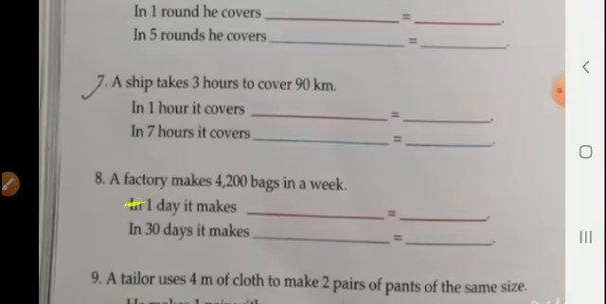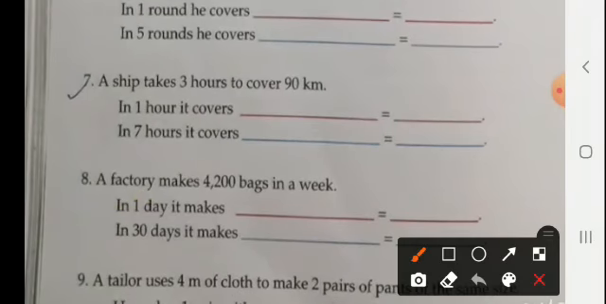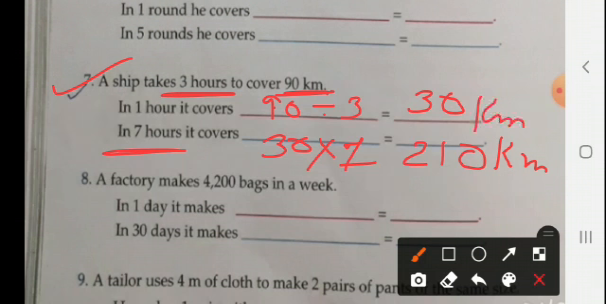Now coming towards our next question, the 7th one. A ship takes 3 hours to cover 90 kilometers. So in 1 hour, how much will it cover? We are taking out the distance covered by the ship in 1 hour. Listen carefully: 90 divided by 3. What will be the answer after the division? 3 threes are 9 and 0, 0, so 30. Now in 7 hours, how much will it cover? 30 multiplied by 7. 7 threes are 21 and here will be 0. Then again you have to write the unit here, that means kilometers.